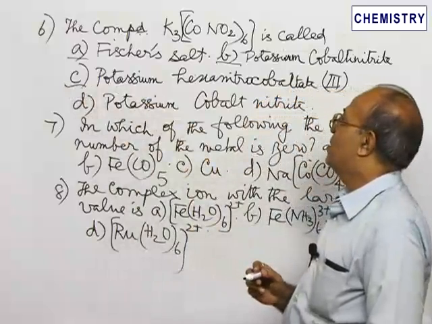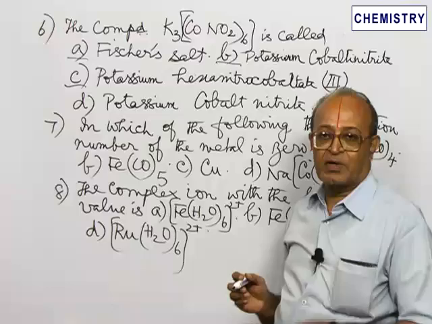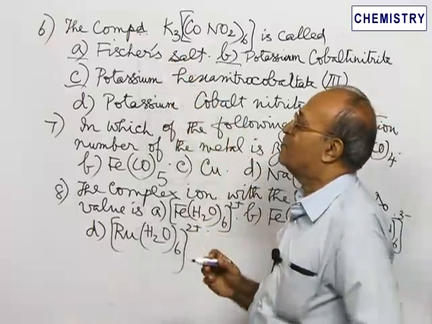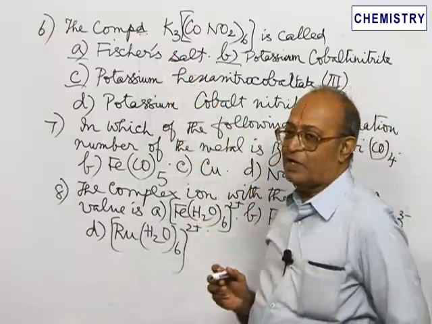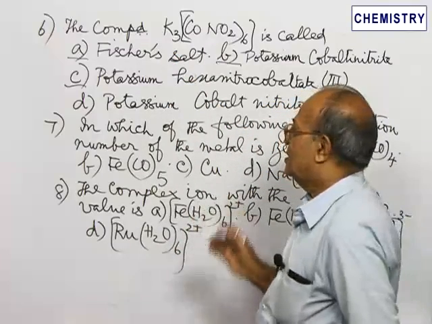D. Potassium cobalt nitrite, usually this sort of nomenclature is not followed. So for this question we find A, B and C, all of them are correct. D is not correct.